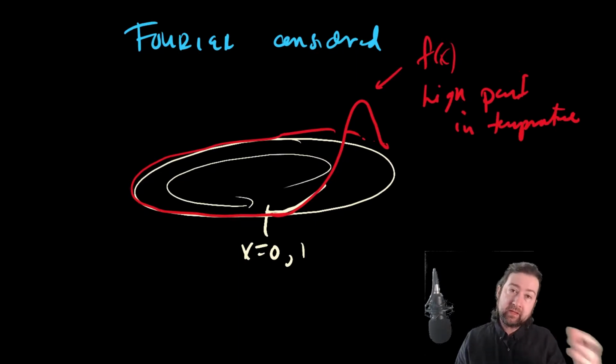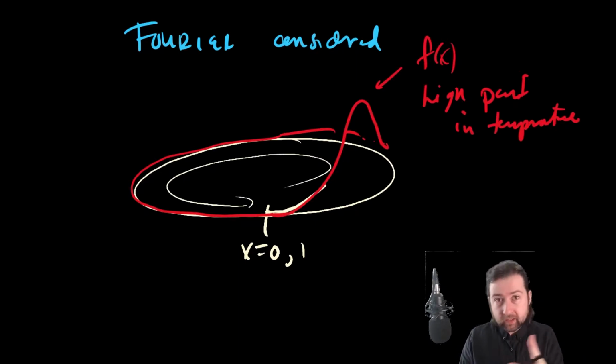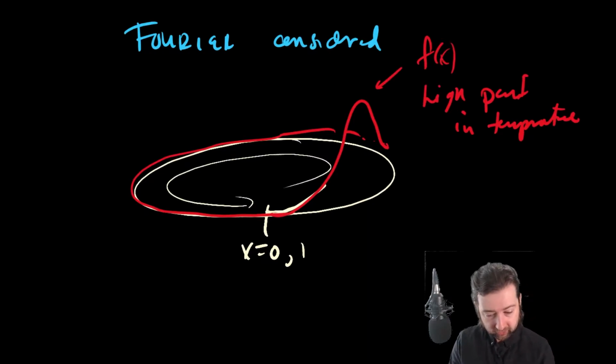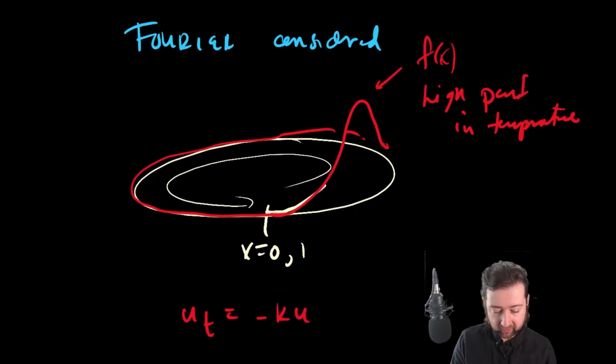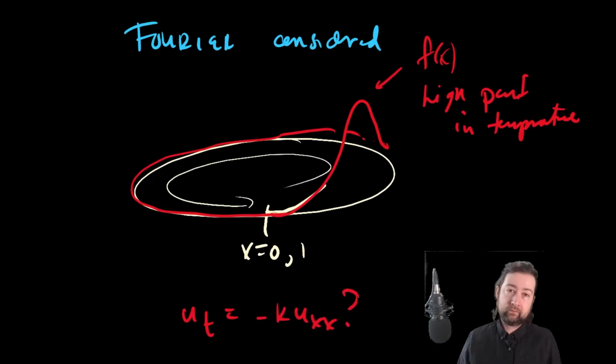So from this scenario, what can we do to solve the equation u_t is equal to minus k u_xx? What sort of approach can we take? If we have a really powerful approach, we should be able to handle any f of x that I distribute on the ring. So I don't want to have to necessarily do it for specific cases of initial conditions. I want to be able to solve this for any f of x that I stick down on the metal ring.